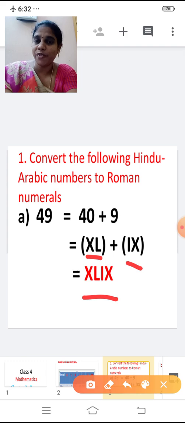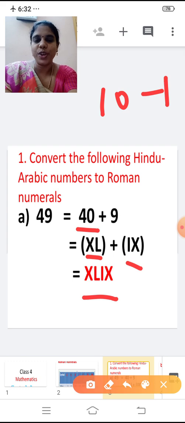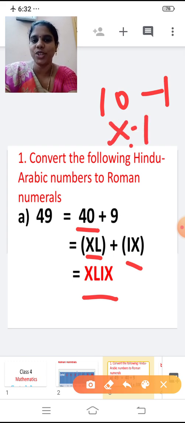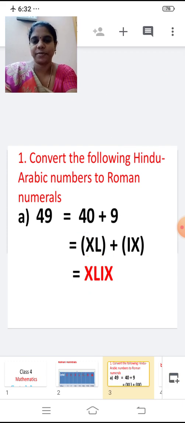Change that into expanded form. Write in expanded form: 40 plus 9. Roman numeral for 40 is XL. And Roman numeral for 9 is X minus I, so that means IX. So add all together: XL, IX.